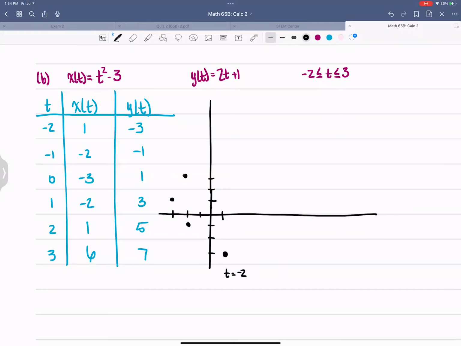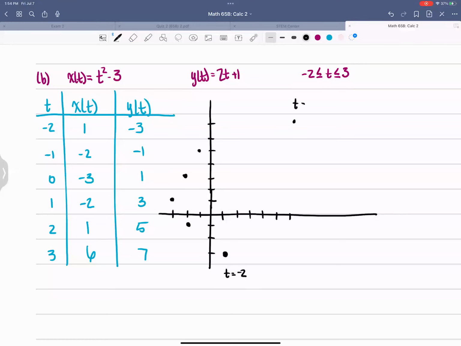And at -2, y is 1, 2, 3. Perfect. And then at 1, we're at 5. 1, 2, 3, 4, 5. And at 6, we're at 7. 1, 2, 3, 4, 5, 6. We're at 7. 2, 4, 6, and 7.